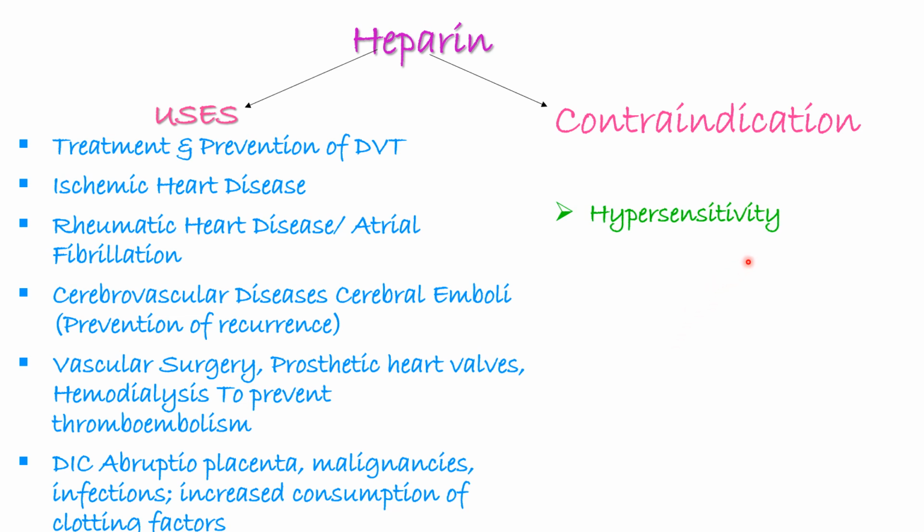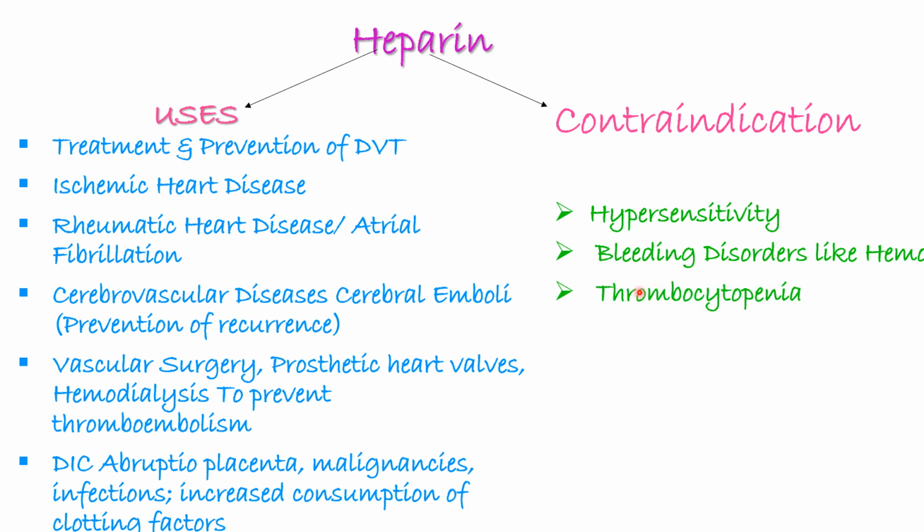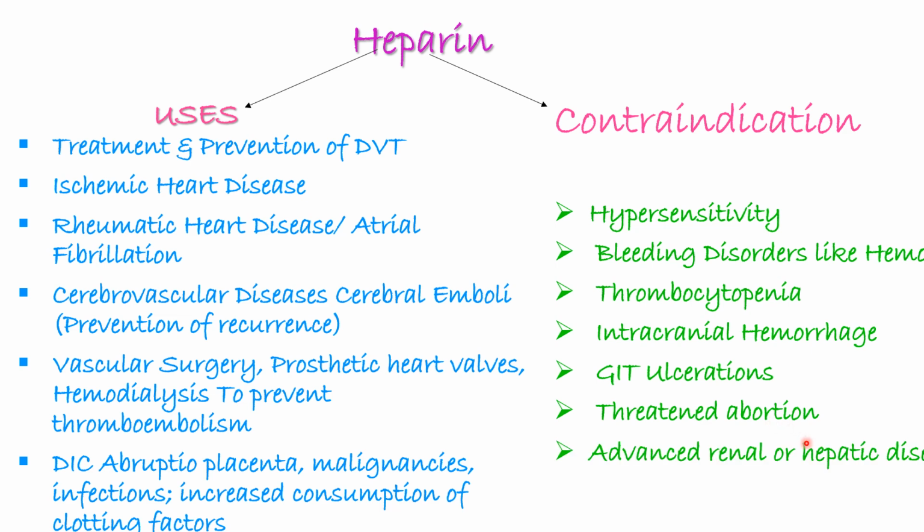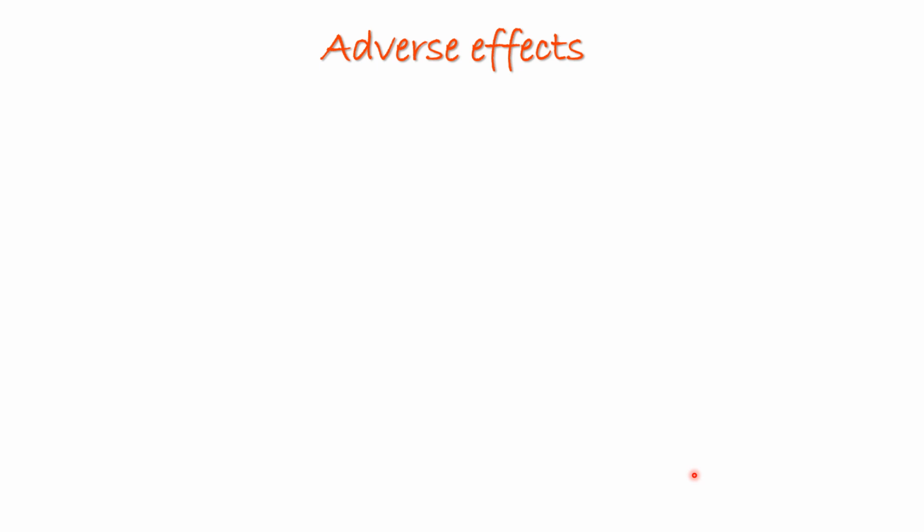The contraindication, first, is hypersensitivity. Number two is when you have bleeding disorders such as hemophilias, or thrombocytopenia, as I mentioned before. One of the side effects of heparins is heparin-induced thrombocytopenia. Then where you have risk of intracranial hemorrhage, and where you have GI ulceration, because when you have an ulcer, you are more predisposed to bleeding. So if I give you heparin, it's kind of like I'm telling the ulcer, hi, then we can bleed because I've already given you blood thinners. And then when you have threatened abortions, or advanced renal or hepatic disease.